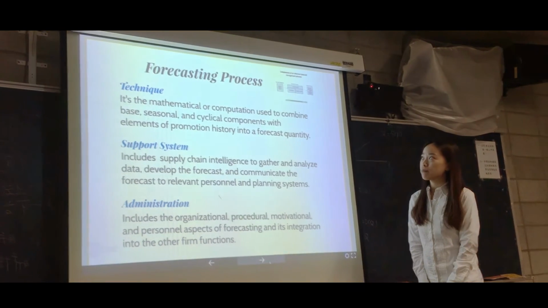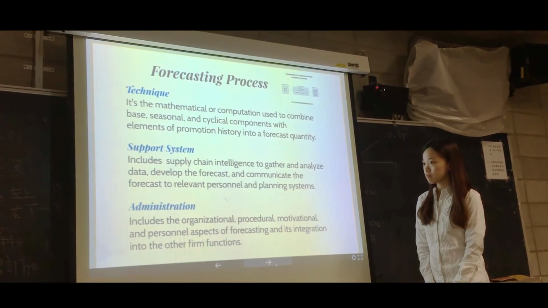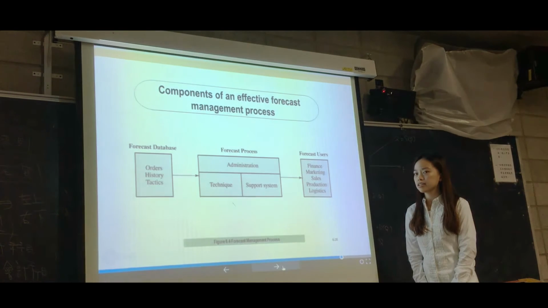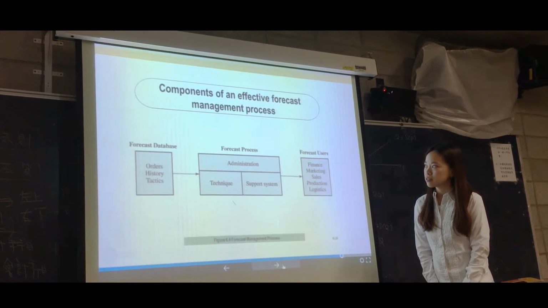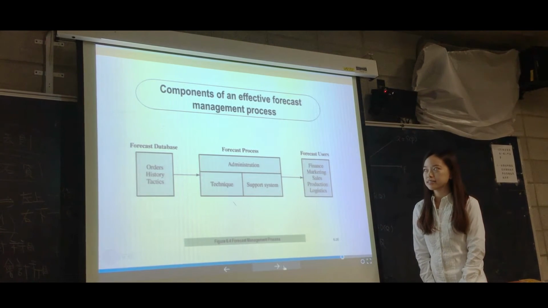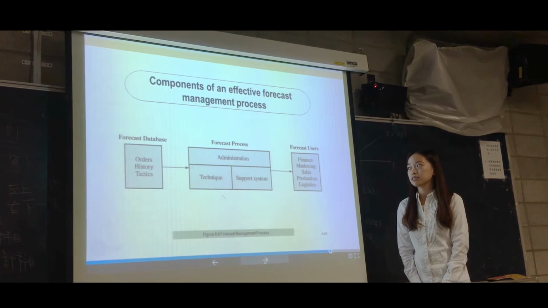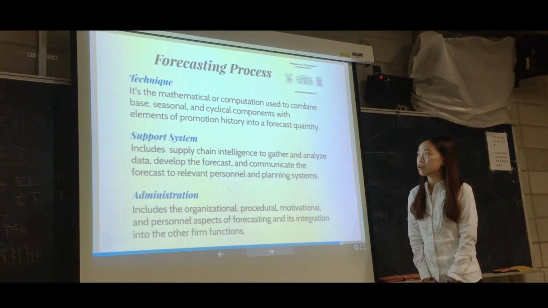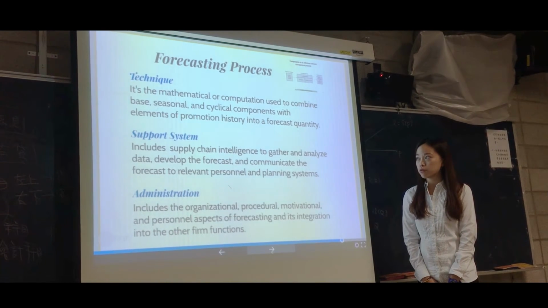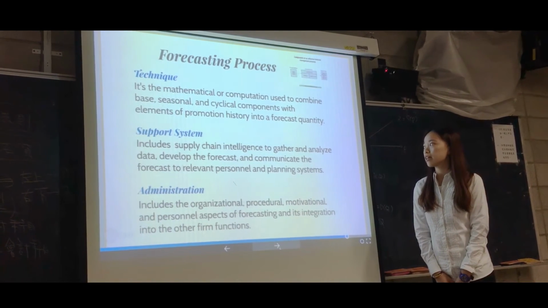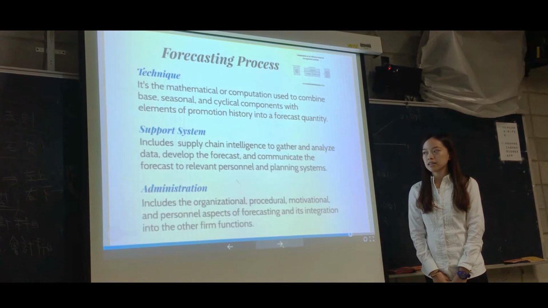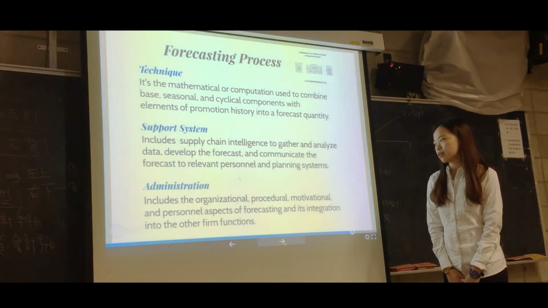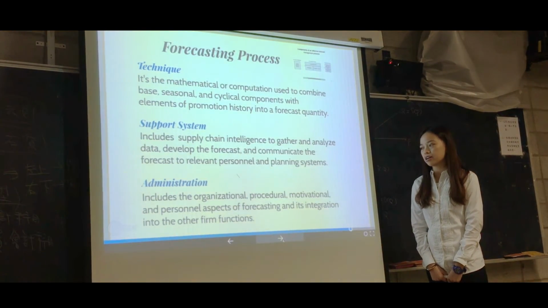And I'm going to talk about the forecasting process. This is a picture of the components of an effective forecast management process. See the middle part. It mentions 3 components of the forecast process: administration, technique, and support system. The technique is the computation used to combine both seasonal and cyclic components. The support system includes supply chain intelligence to gather and analyze data and develop the forecast. And the administration includes the organizational, procedural, and personnel aspects of forecasting and its integration into the other firm functions.